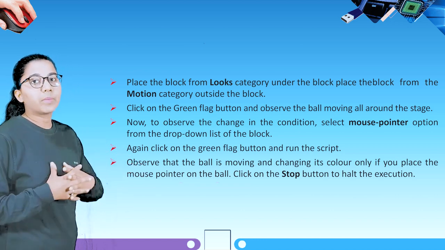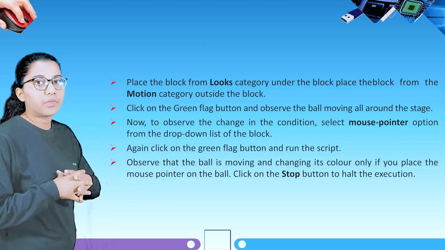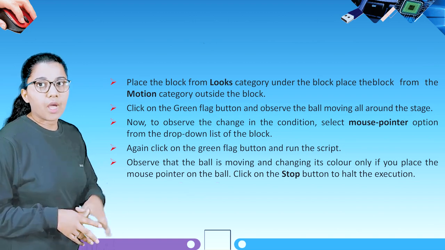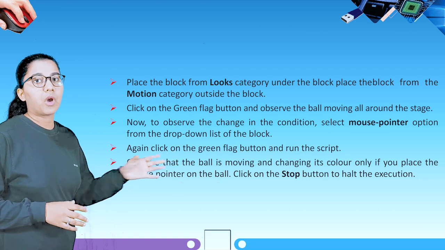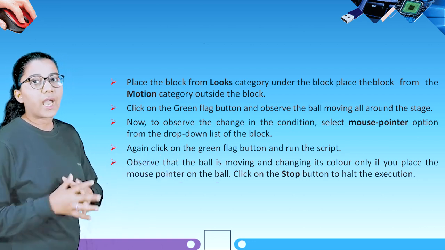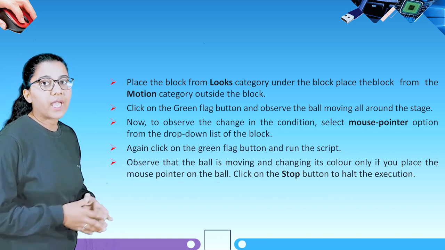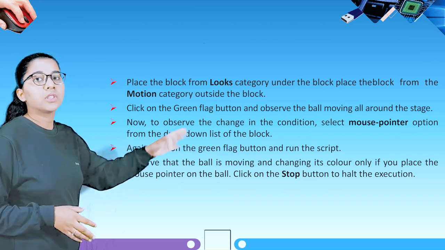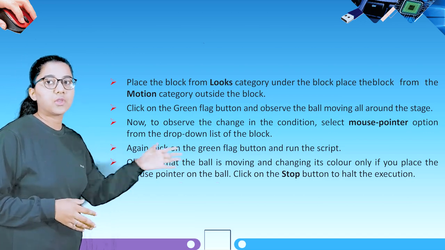Click on the green flag button and observe the ball moving all around the stage. Now, to observe the change in the condition, select the mouse pointer option from the drop-down menu list of the touching block. Again, click on the green flag button and run the script. Observe that the ball is moving and changing its color only if you place the mouse pointer on the ball. Click on the stop button to halt the execution.